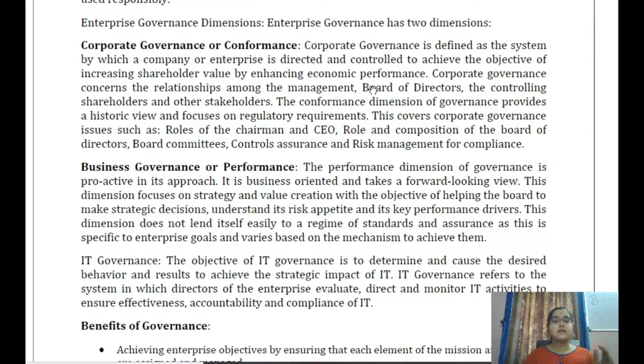So corporate governance and business governance are two approaches of enterprise governance. One sees the entire company and the relationship between the company and the stakeholders, and the other looks at the company itself from the business point of view and takes a forward-looking strategy.